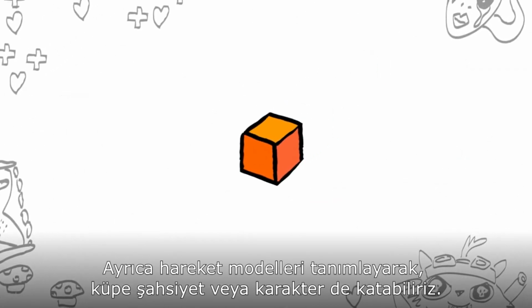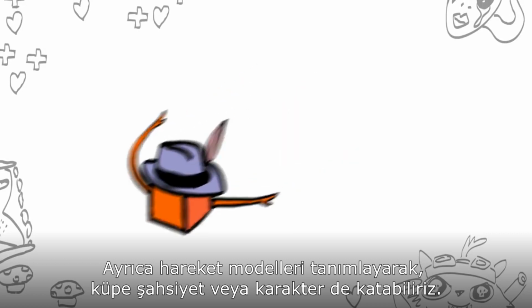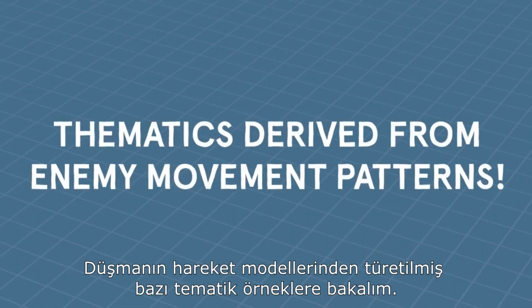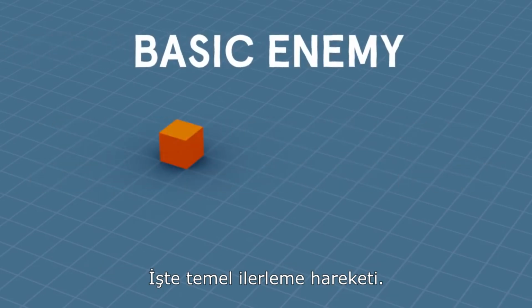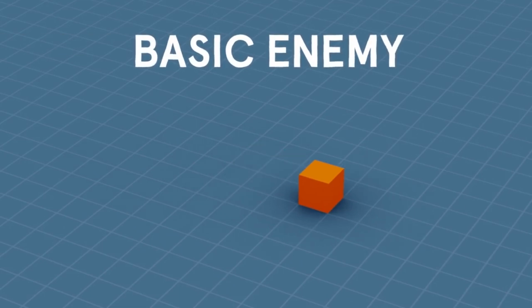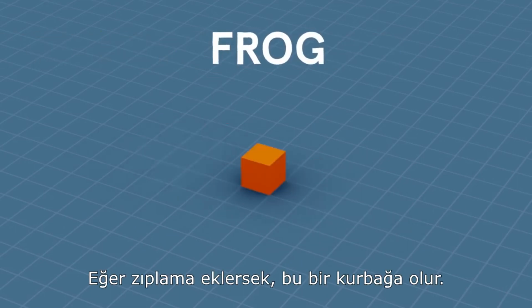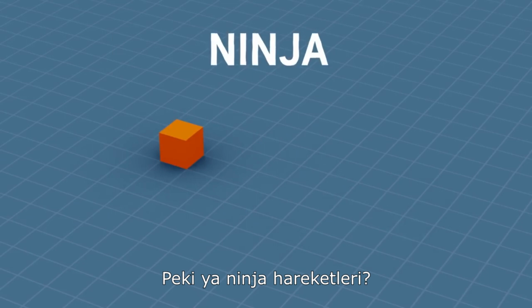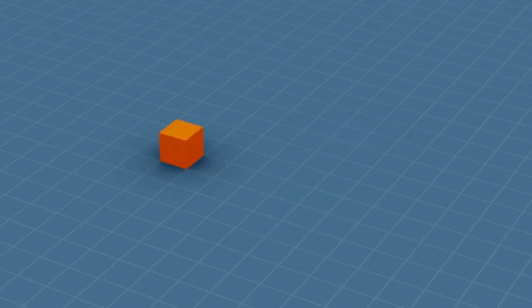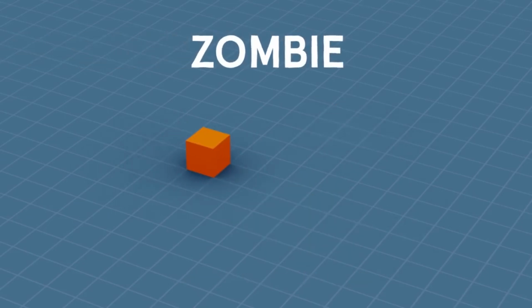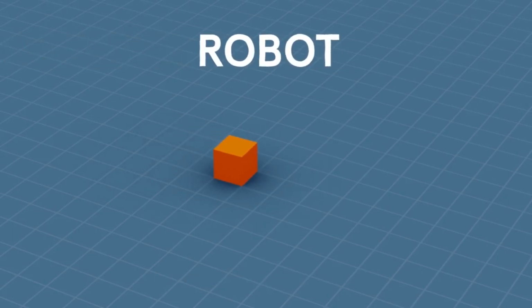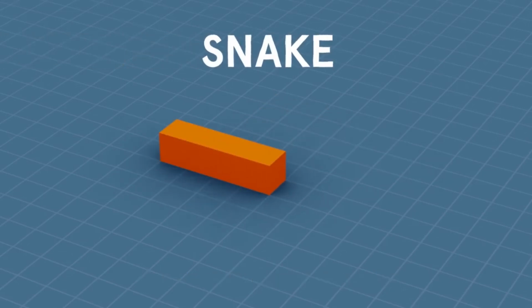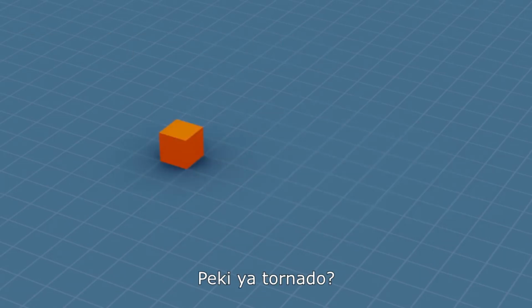We can also give the cube a sense of personality or character by defining movement patterns. Let's look at some examples of thematics derived from enemy movement patterns. Here's some basic forward movement. If we add a jump, it could be a frog. How might a ninja move in this game? Or a zombie? A robot might move like this. And a snake might move like this. How about a tornado?